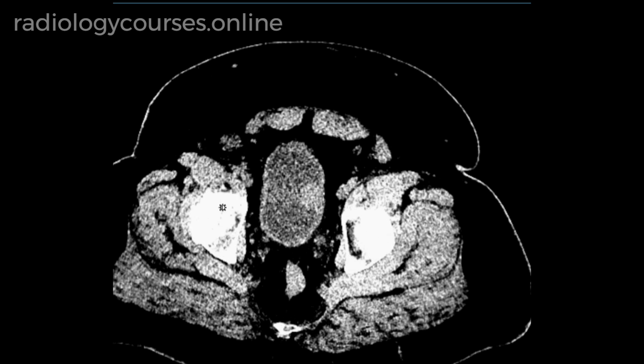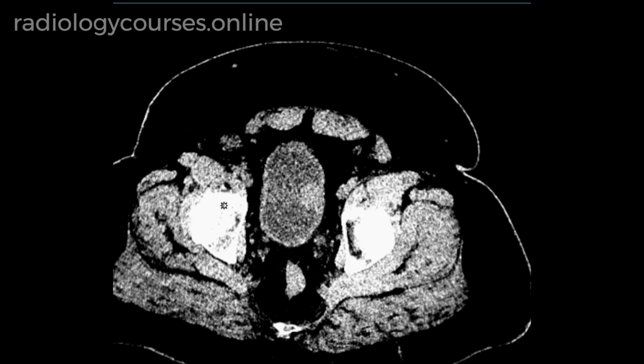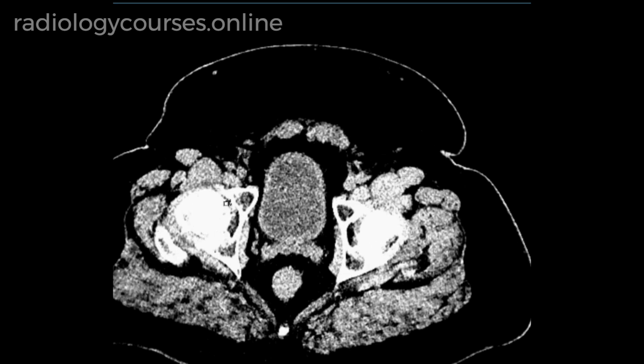The window setting here is 110. So this is a trick I use to evaluate the bladder wall abnormalities in CT-KUB.